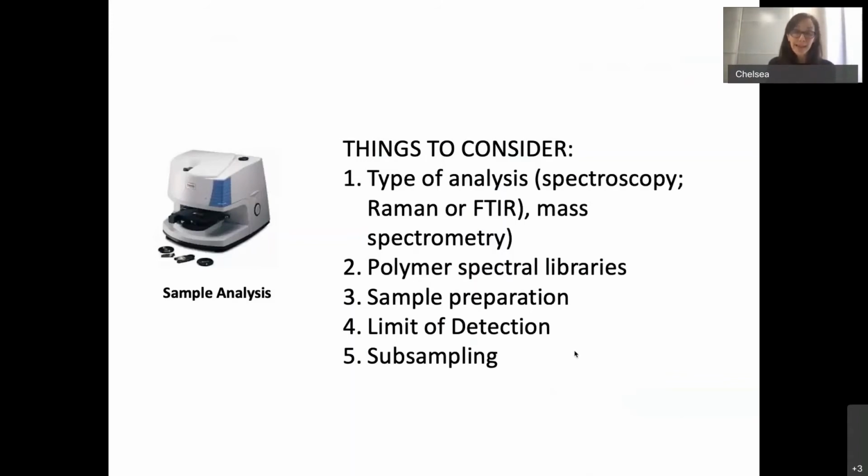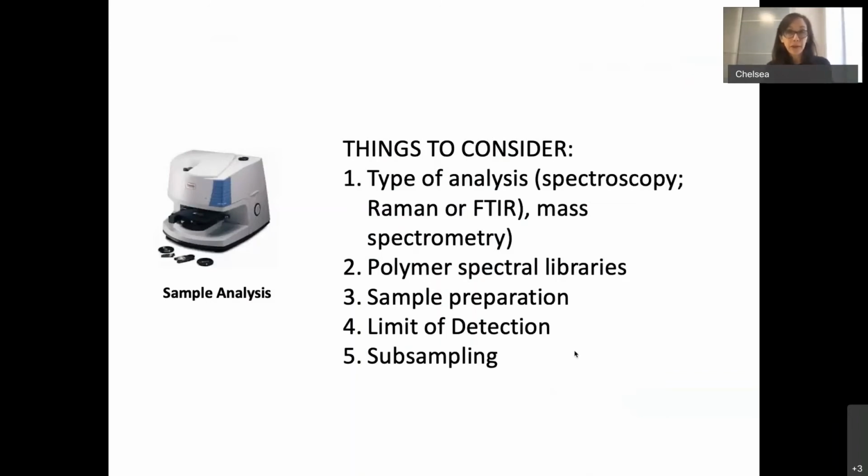How do you present your sample to the instrument? That'll affect how you prepare your sample. The limit of detection of your equipment. This should be reported in studies. It isn't always, and we've been guilty of that too. And then again, this question of subsampling.